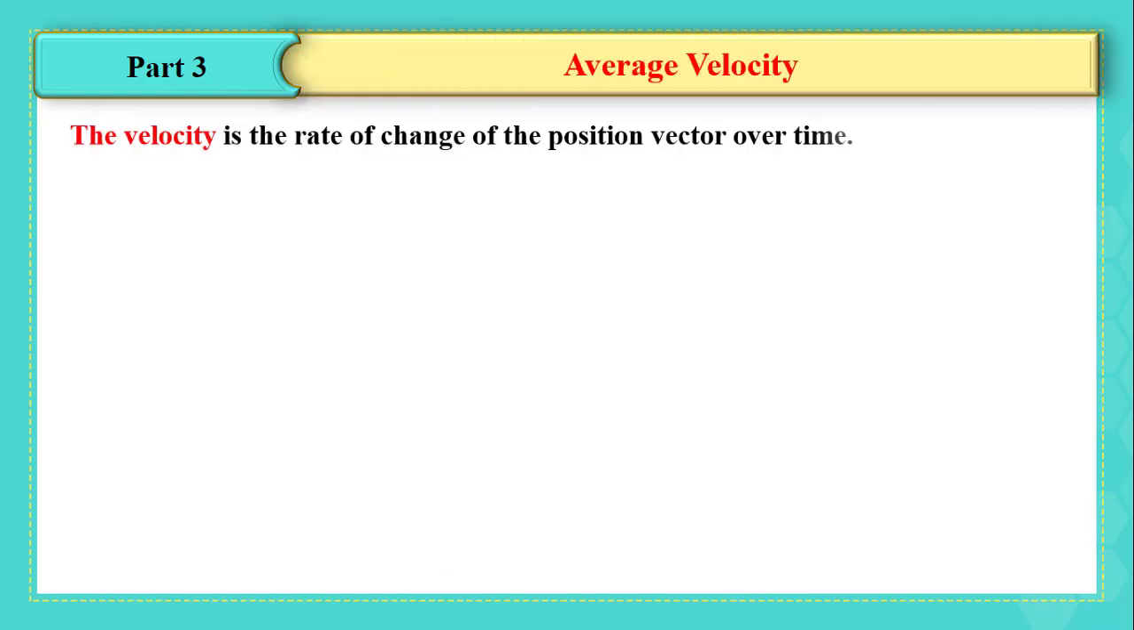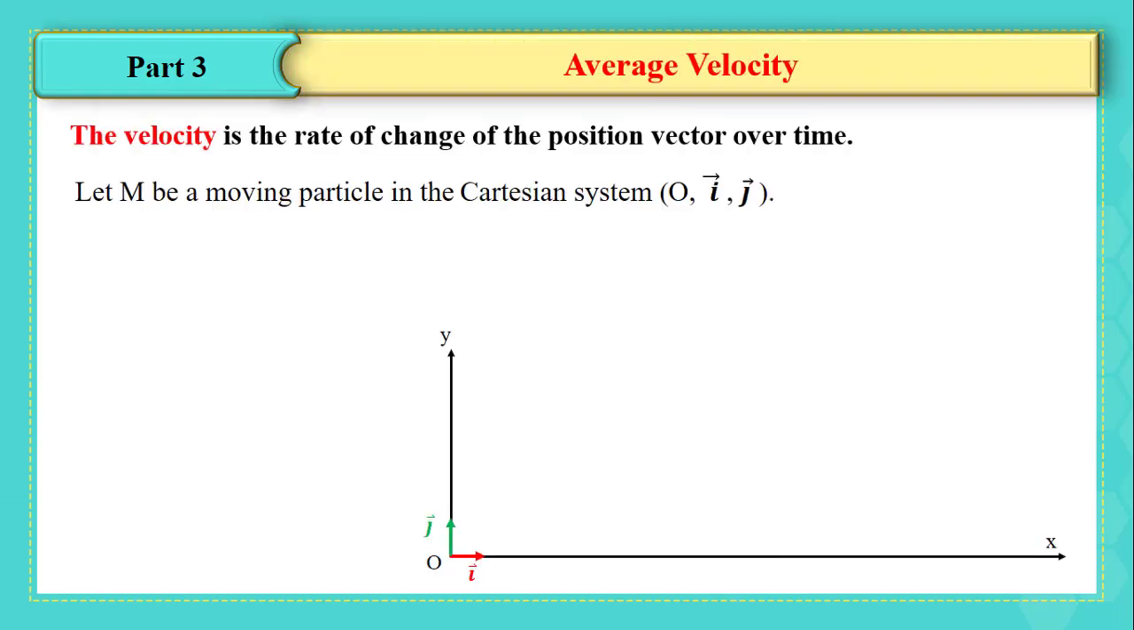Let us now learn more about the average velocity vector. The velocity in general is the rate of change of the position vector over time. Let M be a moving particle in the Cartesian system OIJ. This curve represents the trajectory of the particle M, and S1 and S2 are the positions of M at T1 and T2 respectively.